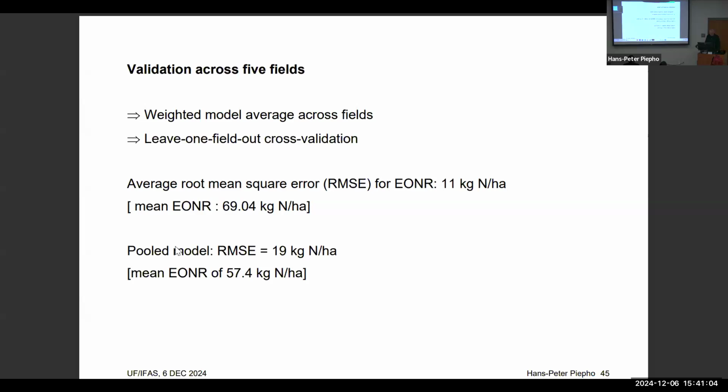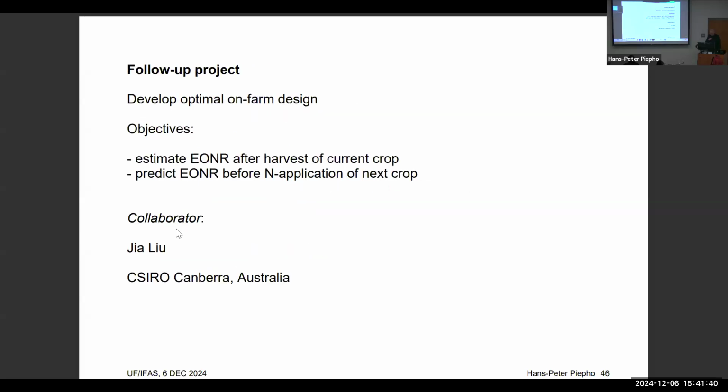An alternative that we tried was a pooled model. The pooled model is obtained by pooling all the data from the fields used for estimating the model, lumping them together, and fitting just one response surface rather than fitting one for each field and then averaging across the fields. That didn't work so well. The root mean squared error was about twice as large. And so we think that model averaging here, in this slightly different sense, is also a useful thing. Okay, that's about it.